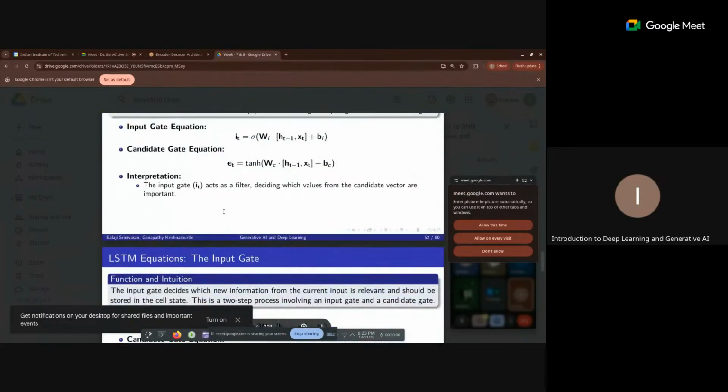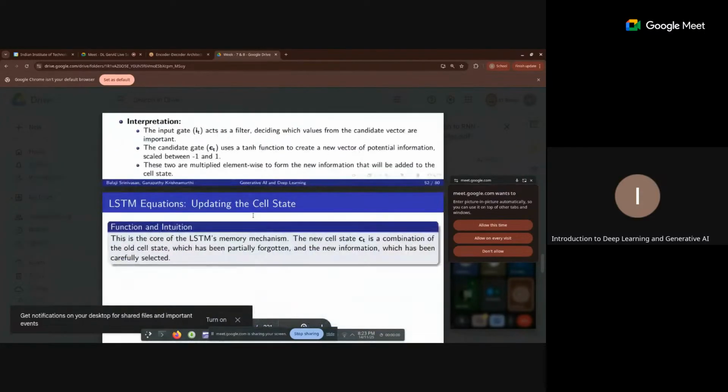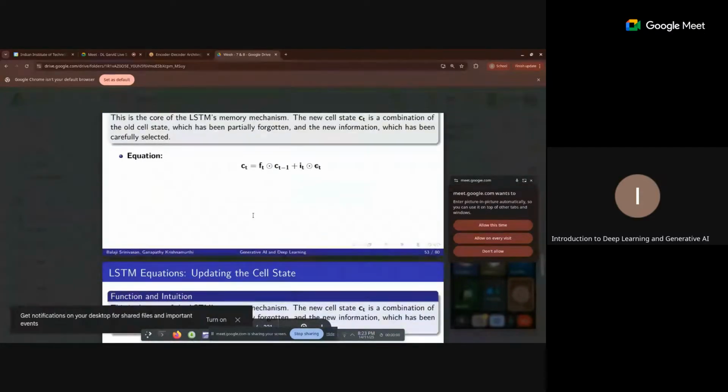And this is the input. So this input gate acts as the filter to decide which values from the candidate vector are important. So this will decide which values to take from the candidate. And then there is this output gate, and we combine these things, right? So we also combine the previous cell state and the current cell state to create the new cell state. So this will give us a new cell state.